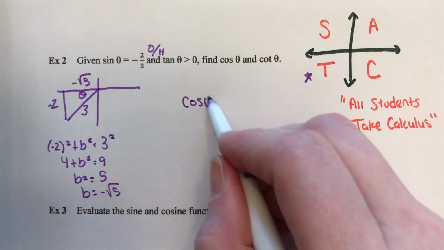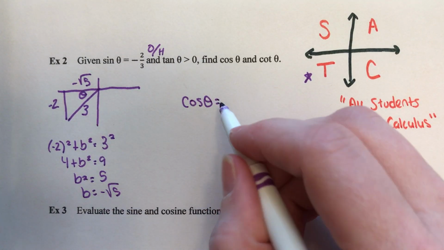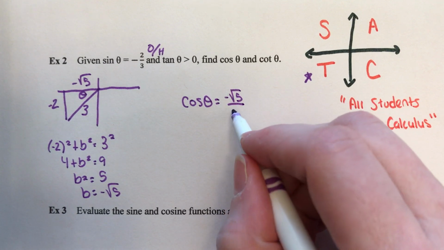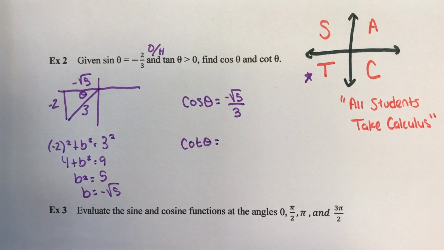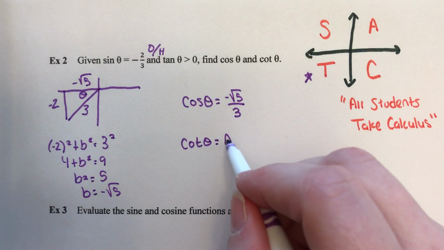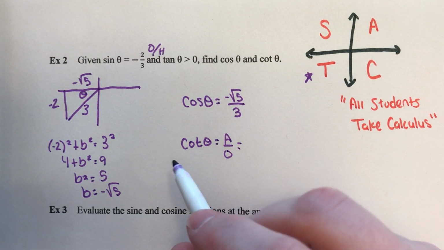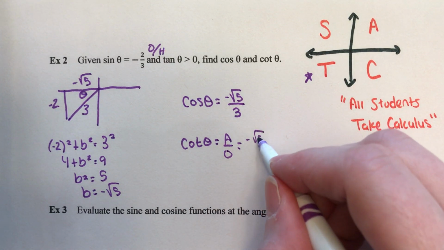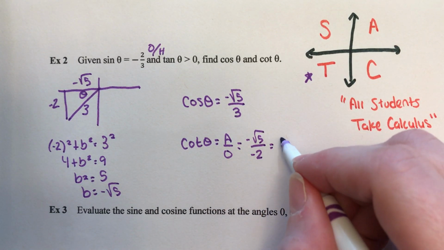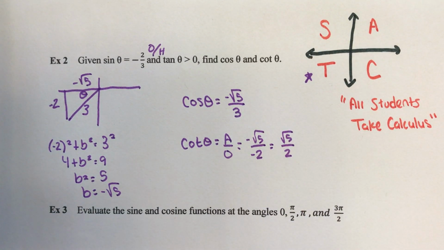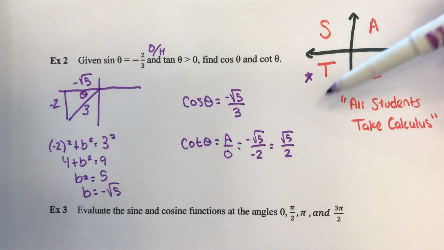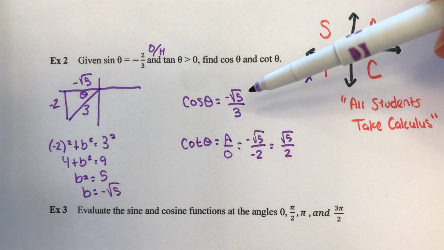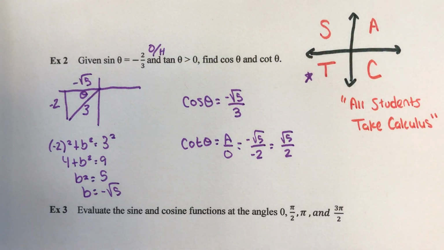So cosine of theta, adjacent over hypotenuse. And then cotangent of theta, cotangent is the reciprocal of tangent. So if tangent is opposite over adjacent, cotangent would be adjacent over opposite. The adjacent side is -√5, opposite side is -2, so that's √5 over 2. So that should fit. Tangent is the only thing positive. Cotangent is the reciprocal, so that's going to be positive as well. But sine and cosine are both negative in the third quadrant.